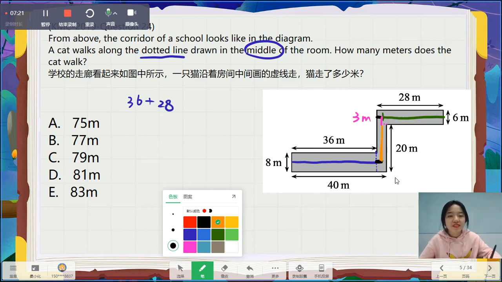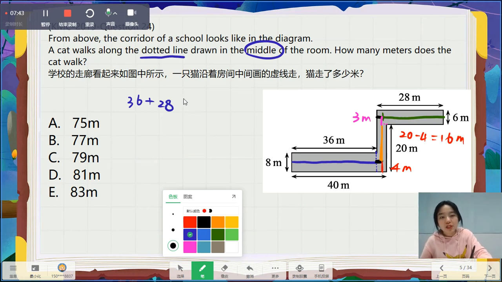And the yellow one, let's see. In fact, this yellow one and the red one can just make 20. So we just need to take away the red one. It's half of 8 meters, 4 meters. After we take 4 away from 20, we get 16 meters here. Now we can add the remaining two parts, 16 and 3.